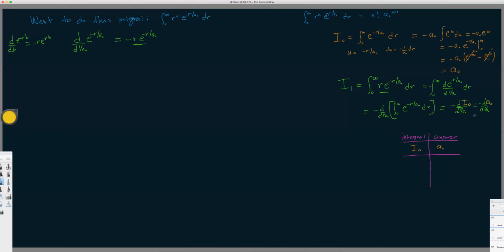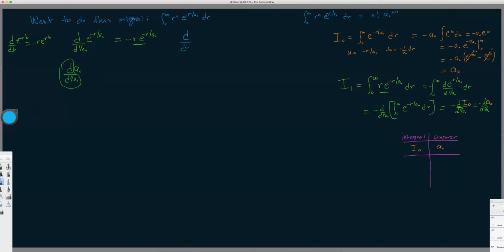Okay, so what do we have? We have the derivative with respect to 1 over a naught of a naught. Now this is a little confusing. You can certainly figure it out if you think about it hard enough, but I like to use easy things, so I use the chain rule. I'm going to look at this as an operator, which I'll write in blue because I'm going to use it over and over again.